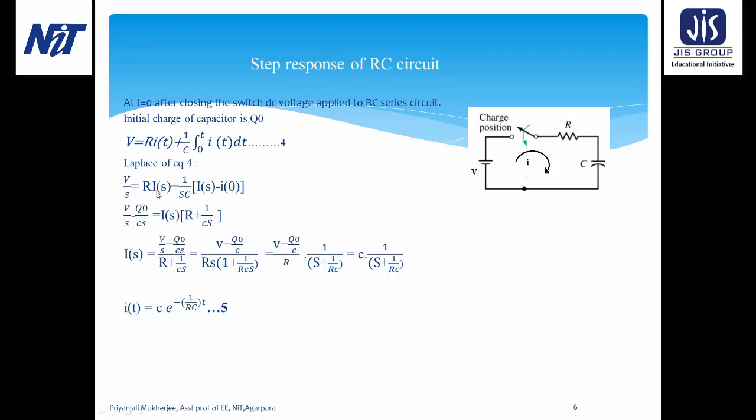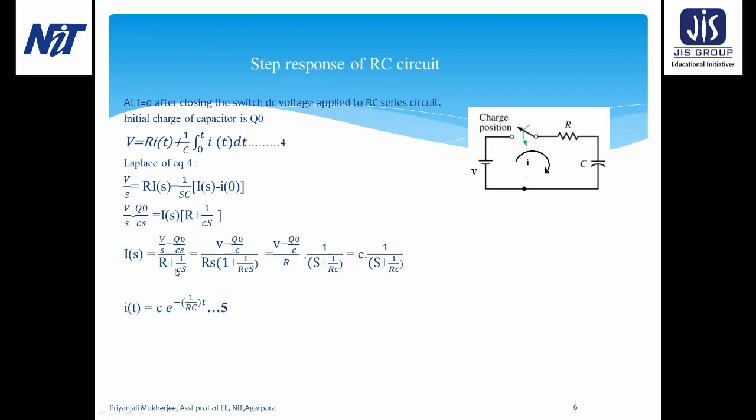Using the Laplace transform, we can say V by s equals R into I(s) plus 1 by sC into I(s) minus I0. Now I0 is actually Q0, so we can take it to the left hand side. So V by s minus Q0 by Cs equals I(s) into R plus 1 by Cs.